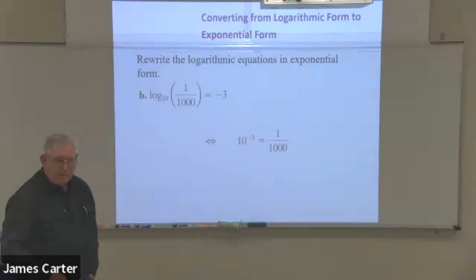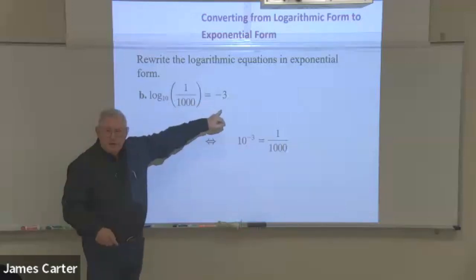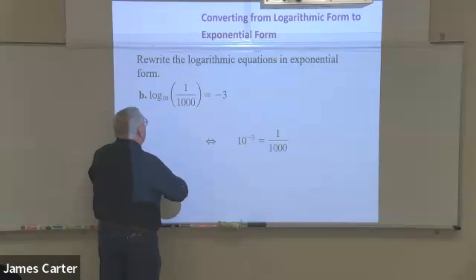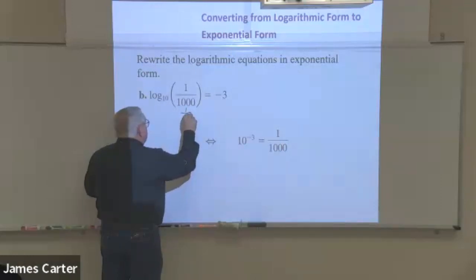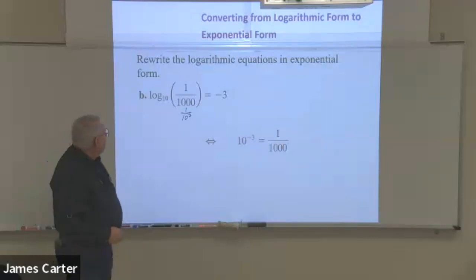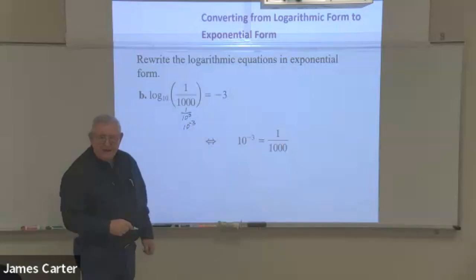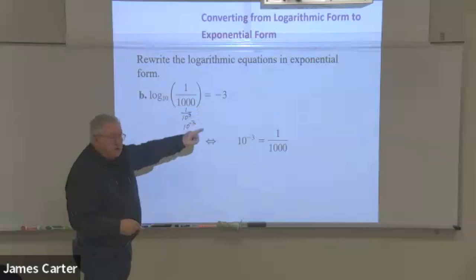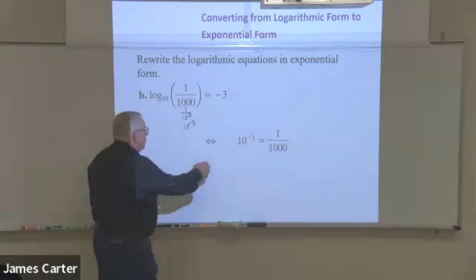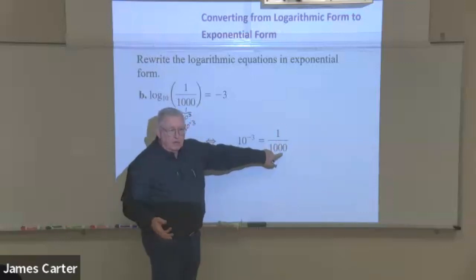Now, what about this one? 10 to what power is 1/1000? Well, they're already telling you it's negative 3. But what we're thinking here is 1,000 could be characterized as 10 to the 3rd, and this could also be characterized as 10 to the negative 3rd. That's why we got that negative 3. See how you can reason these things? And then here's the exponential form of that. 10 to the negative 3rd is indeed 1 over 10 cubed, or 1 over 1,000.